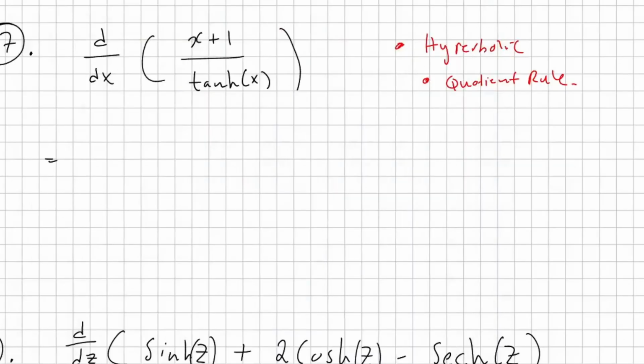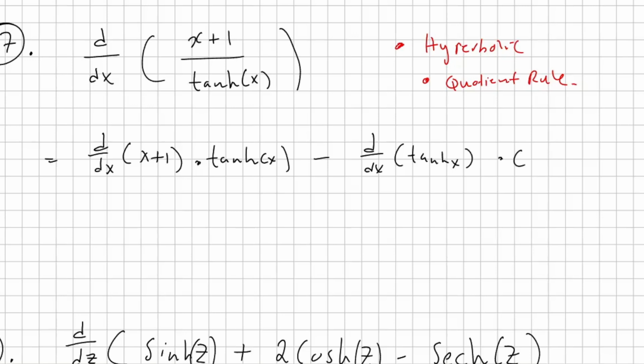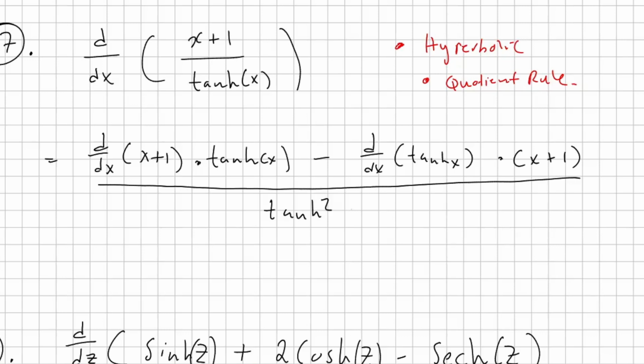Question 17 asks us to take the derivative of (x plus 1) divided by tanh x, and I've written down here already that we have a hyperbolic function, right? And we're using quotient rule to solve this. So it's going to be the derivative of x plus 1, right, multiplied by tanh x, and then you're going to be subtracting out the derivative of tanh x multiplied by x plus 1, and this is all going to be divided by tanh squared x, right? So what are we going to do now?